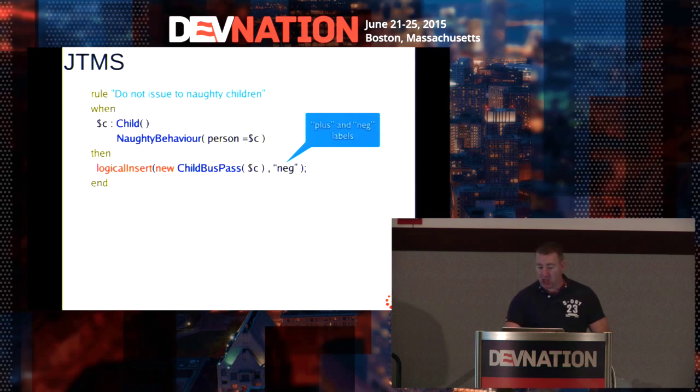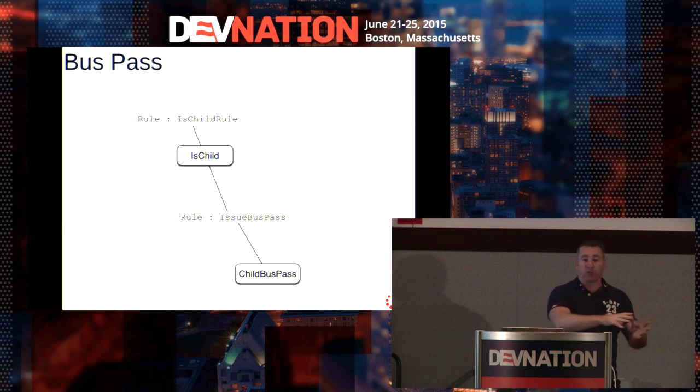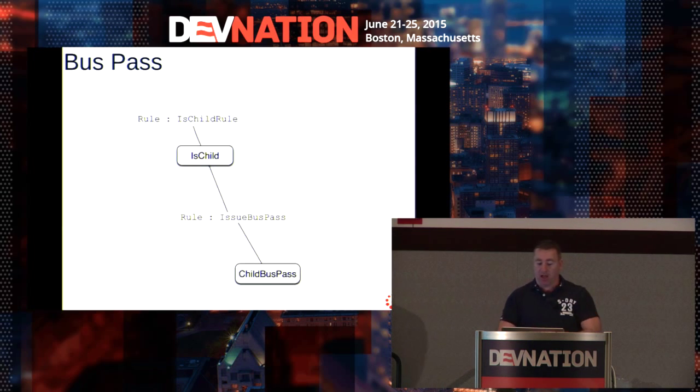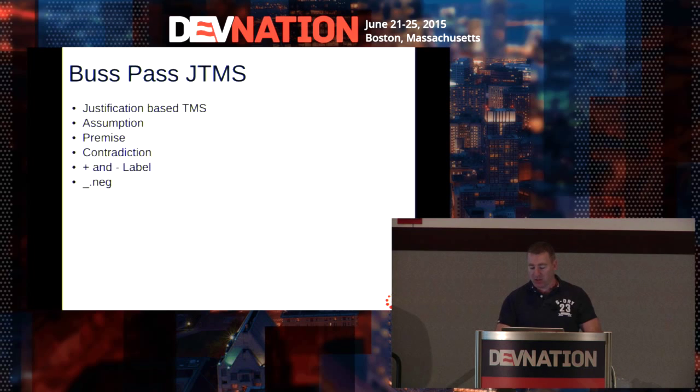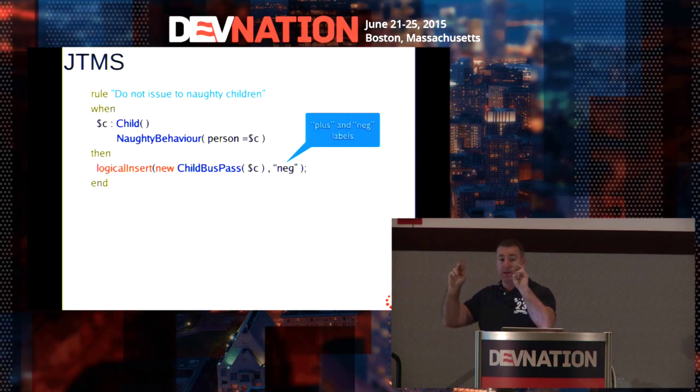So if I create this chain that you saw here, how do I undo a part of that chain? I want to be able to say to you, actually that child bus pass there, don't issue a child bus pass to it. But I don't want to change the other rule. I want to do a separate rule and undercut the logic there. So I write this rule here. Do not issue to naughty children. If the child is naughty, I insert logical child bus pass just as before, but I use the word neg.